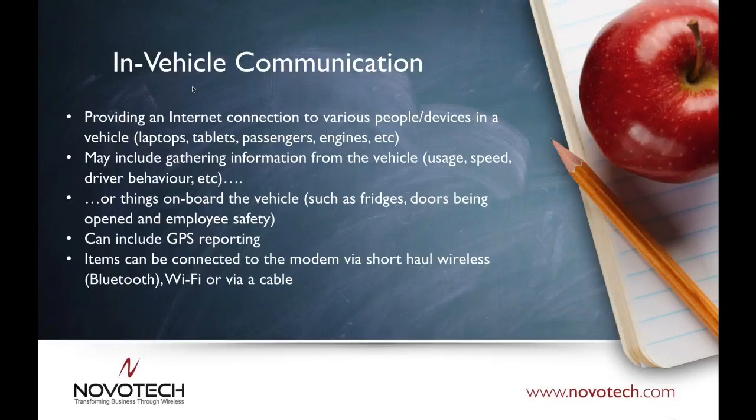this can be. Some of the information that might be gathered on board could include things like the usage, how often a vehicle is driven and where it's driven, the speed, mainly how fast it's going, but also is it going too fast into turns, things like that. And finally, many insurance companies are using it for things like driver behavior.